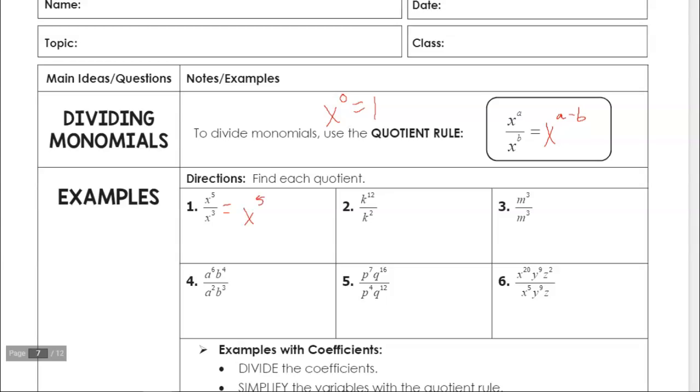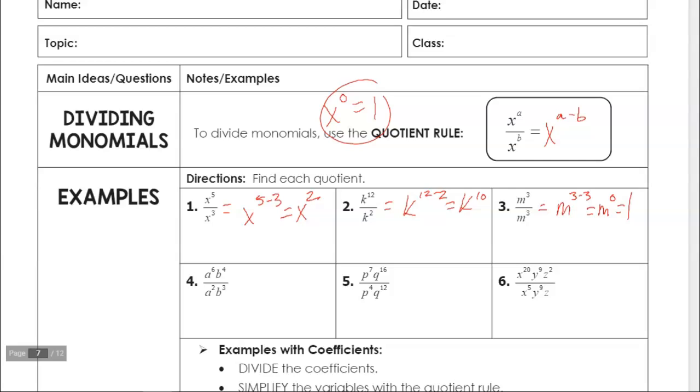So we have 5 minus 3, so that is x squared. We have k to the 12 minus 2. That's k to the 10th. And we've already done this one here, m to the 3 minus 3, which is m to the 0. That applies that rule there, first power.